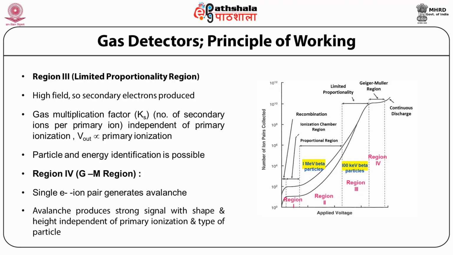Meaning the radiation comes, interacts with the detector, the voltage is very high, and corresponding to each primary electron, an avalanche is generated. Number of secondary ions are generated. The avalanche produces a strong signal with shape and height independent of primary ionization and type of particles. So conclusively we can say that a gas detector can be operated with different biases, and corresponding to each biasing voltage range, the detector properties are different.